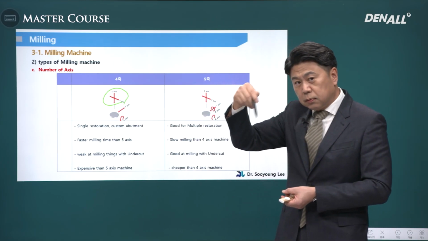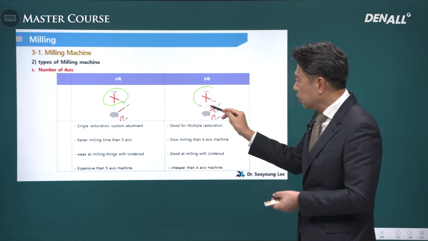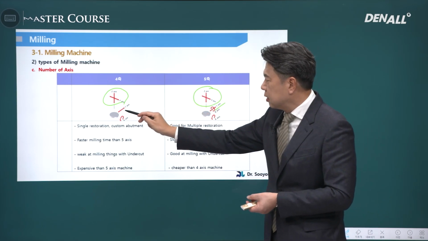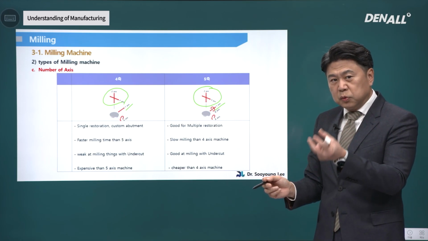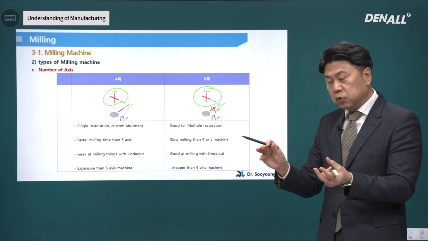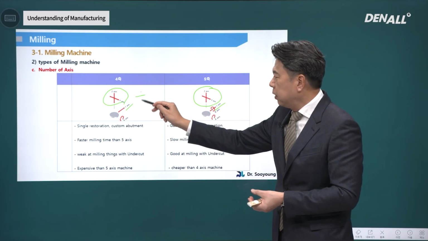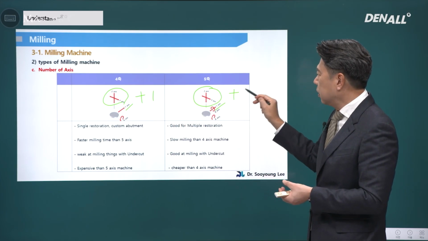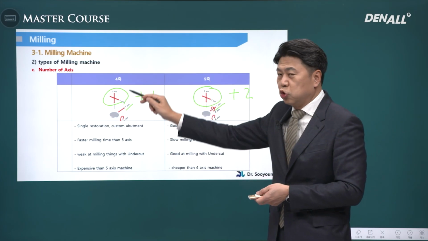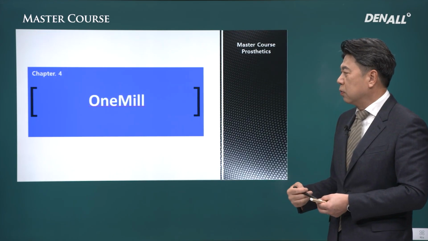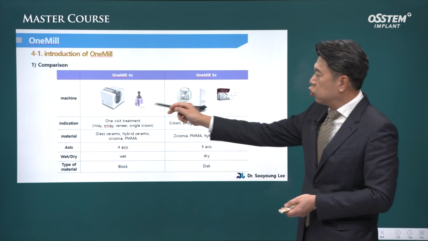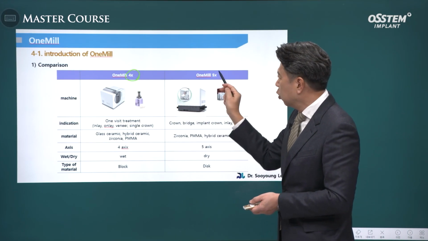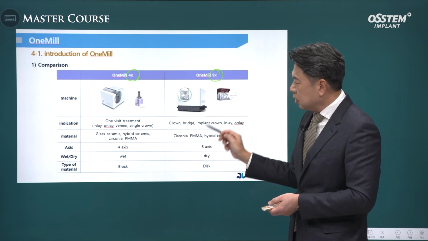Number of axes, 4 or 5. A burr spindle moves X, Y, Z in 3 axes. In 4 axes, there is 1 more axis besides X, Y, and Z, and 2 more when it comes to 5 axes, with axes A and B added. I will talk about this later separately. This is Austin 1 mill, 4-axis and 5-axis types. They have pros and cons.